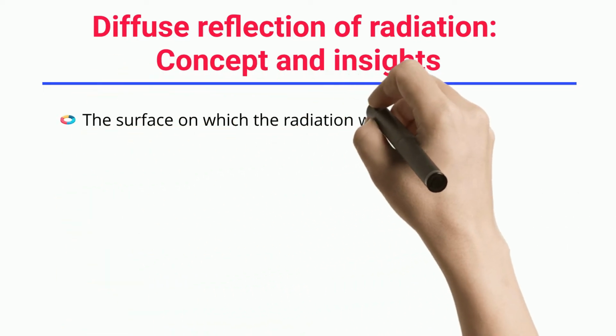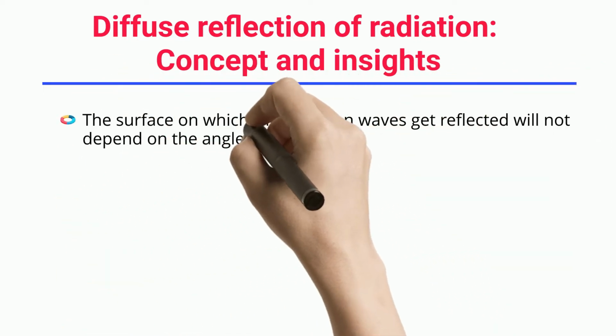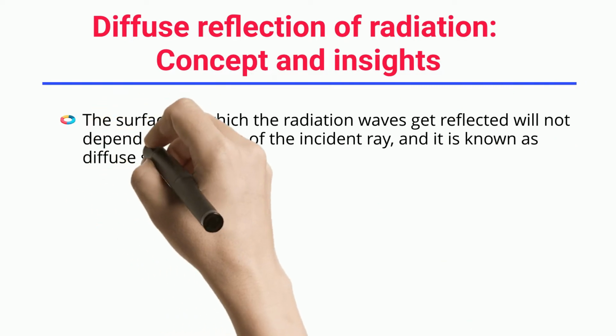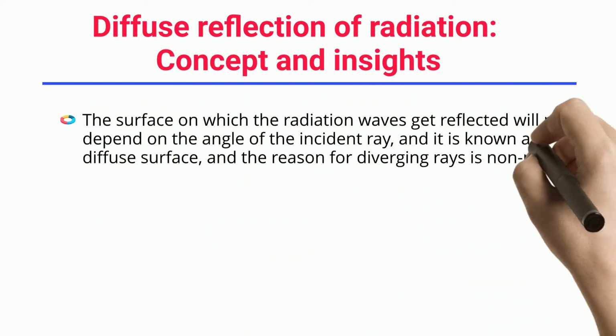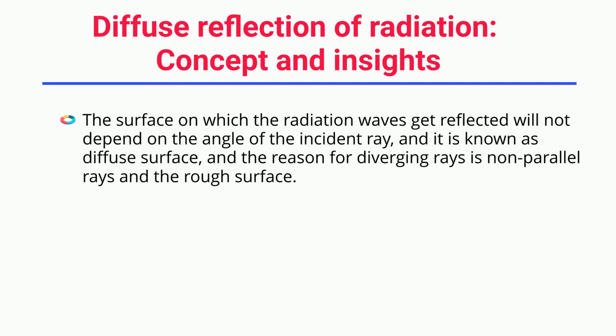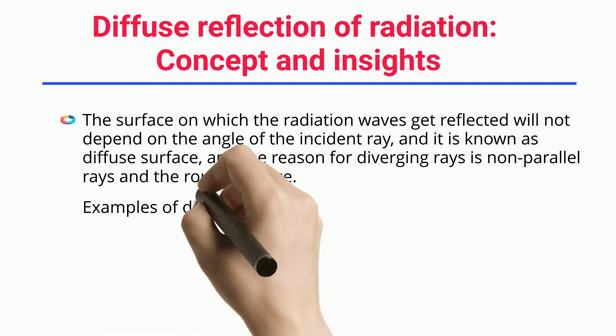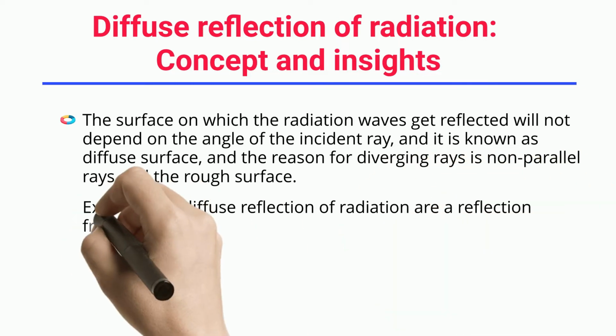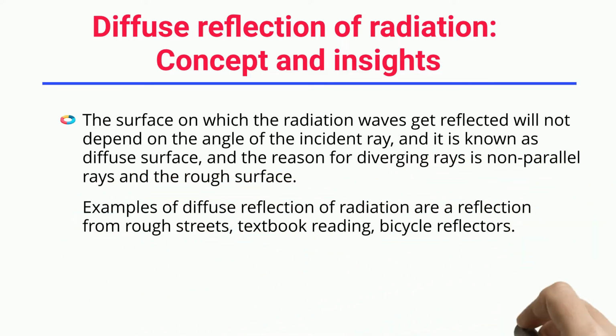The surface on which the radiation waves get reflected will not depend on the angle of the incident ray, and it is known as a diffuse surface, and the reason for diverging rays is non-parallel rays and the rough surface. Examples of diffuse reflection of radiation are a reflection from rough streets, textbook reading, bicycle reflectors.